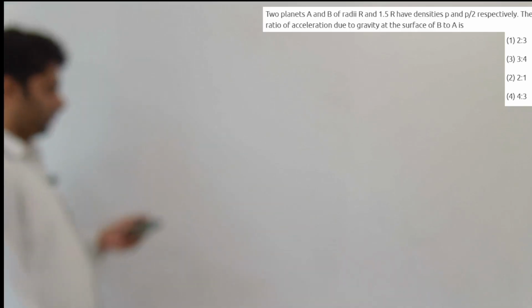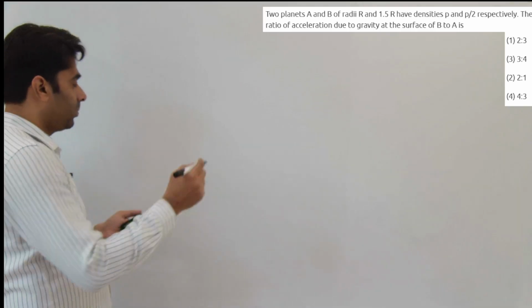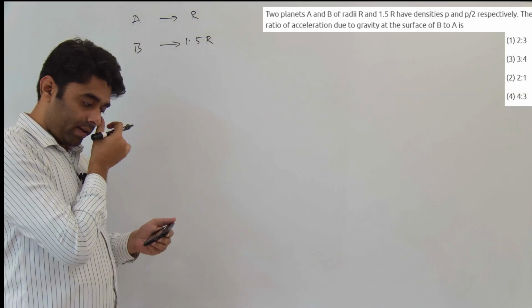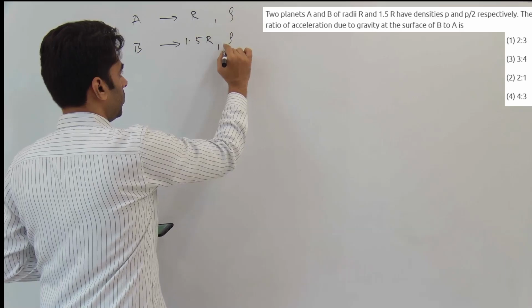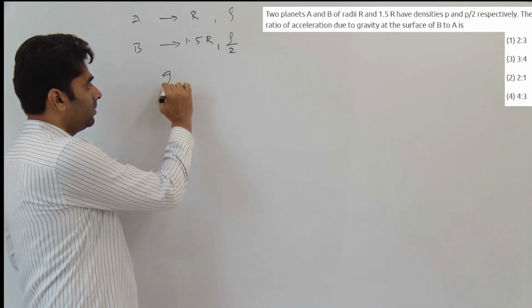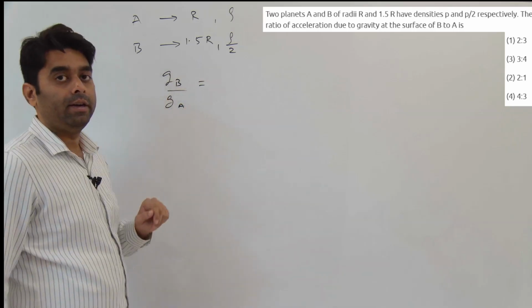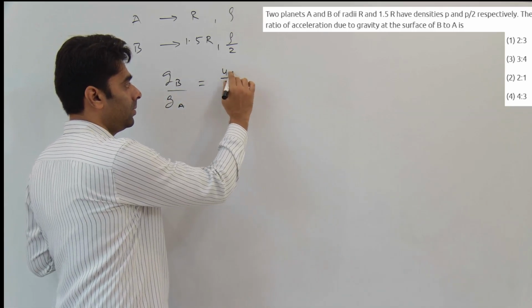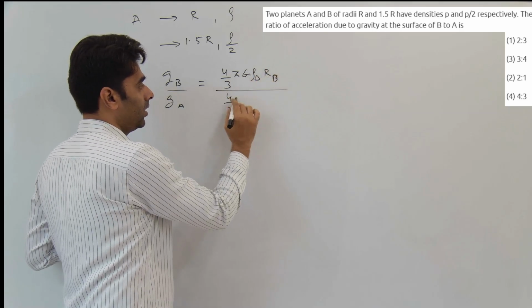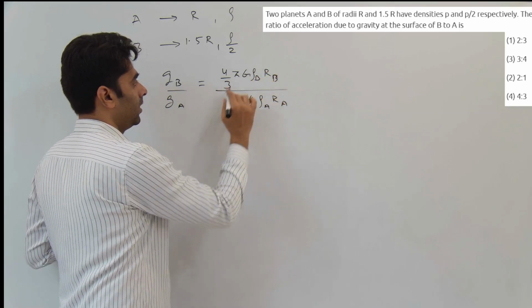So our question is, two planets A and B of radii r and 1.5 r, and their densities are rho and rho by 2 respectively. The ratio of acceleration due to gravity at the surface of B to A, GB by GA. What can we write it in terms of density? In terms of density, we write it as 4 by 3 pi G rho of B r of B divided by 4 by 3 pi G rho of A r of A. Rho B by rho A.